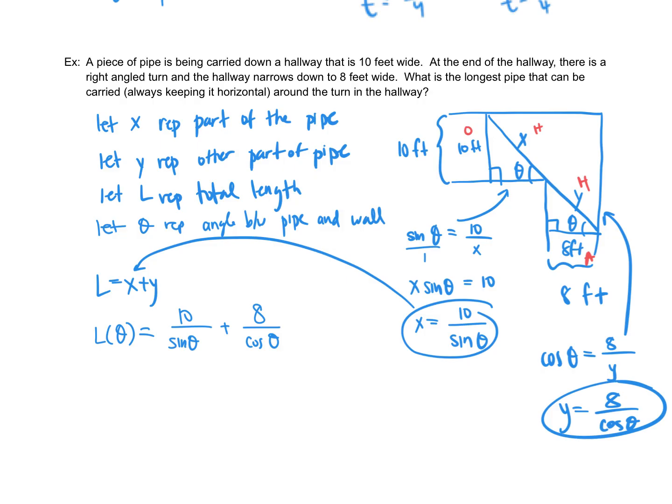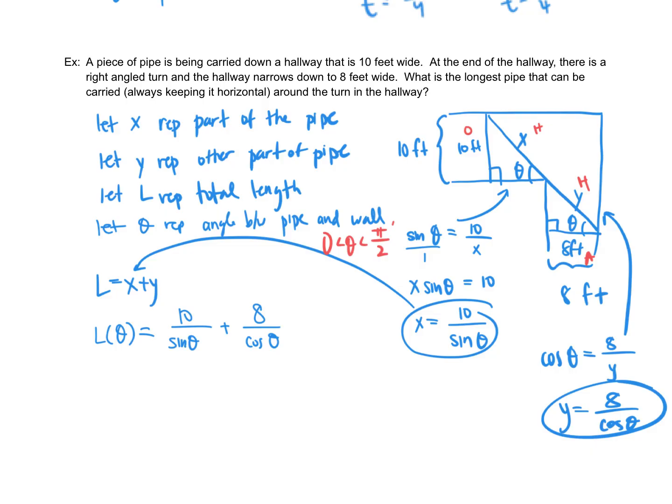Now, a restriction we have to add in here. I have a function for the length in terms of theta, so I need a restriction on theta. And just looking at the diagram, just thinking about it logically, theta is going to have to be between 0, okay? And if theta is 0, that means our pipe is just right here, perfectly horizontal. Or the highest it can be is 90 degrees or pi over 2. And if that angle was 90 degrees, then it's touching the other wall.